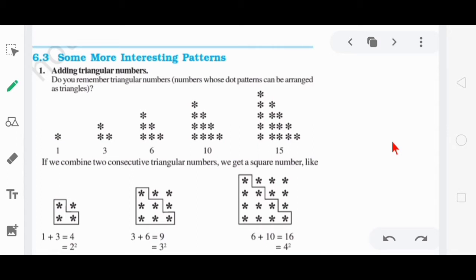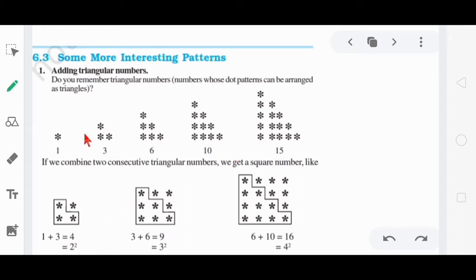So the rule is, if we combine two consecutive triangular numbers, consecutive meaning triangular numbers which come together like 6 and 10, or 3 and 6, they will give a square number. Now you have 1 and 3, two consecutive triangular numbers, and when 1 and 3 combine together they form 4, and 4 is a perfect square number.